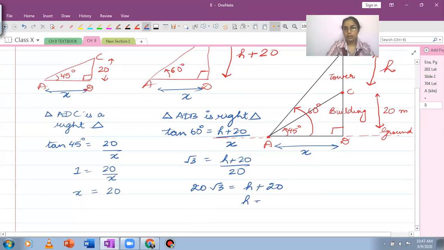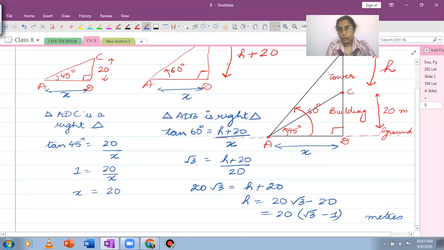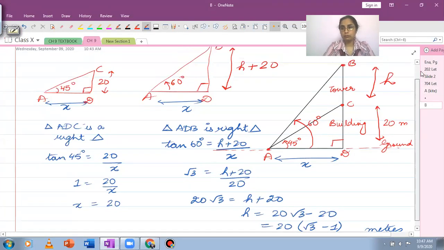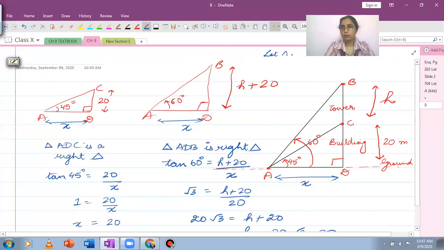And from here, h comes out to be... this is what you have to find out, the height of the tower. And if we were to describe, we would have written everything. Let A be the point of observation.